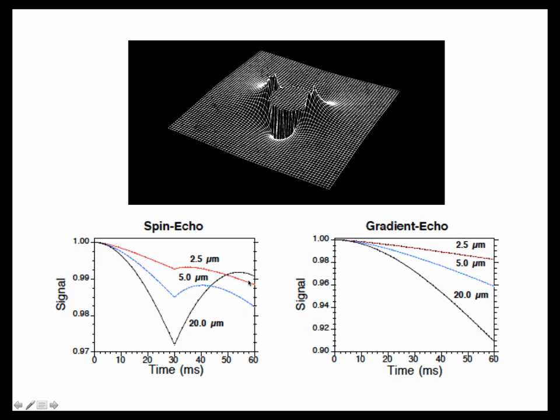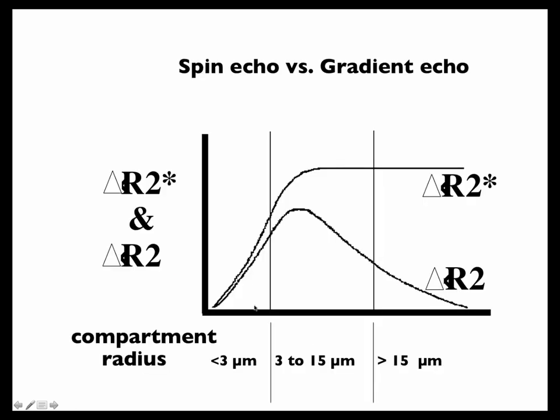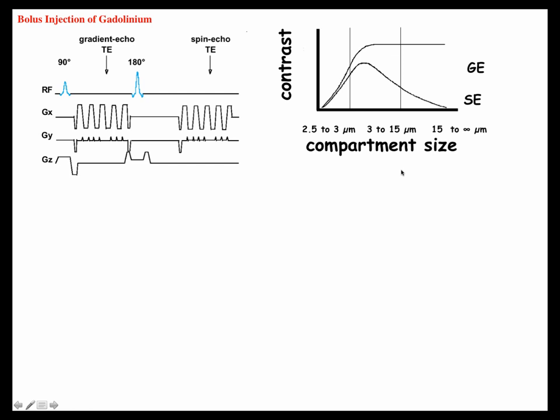That's called the fast exchange regime. But in this mid-range, 5 microns, you'll see some attenuation. It will still be less than gradient echo, but it'll be there. So this summarizes what I just tried to say: spin echo sequences have a sweet spot for the compartment size of the susceptibility perturber, from 3 to 15 microns, whereas gradient echo just goes up and stays up. And so that's why you might be more sensitive to small vessels.